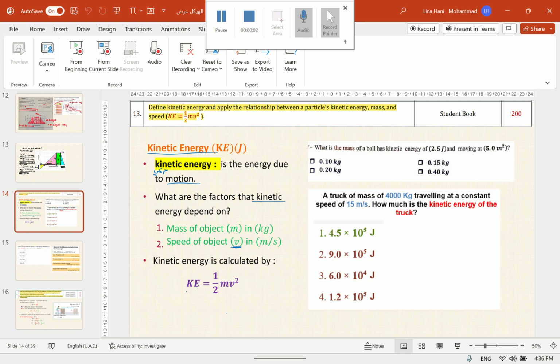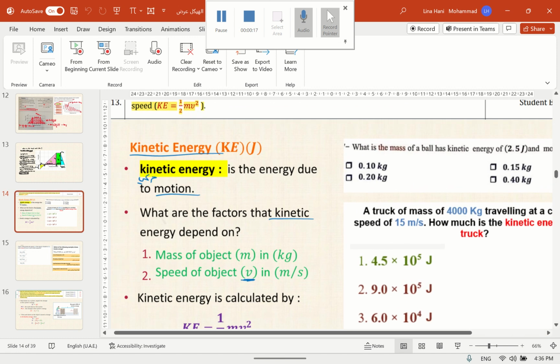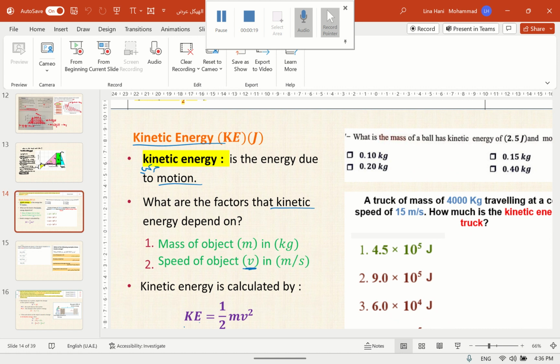Okay, question 13. Question 13 says define kinetic energy and apply the relationship between particles, kinetic energy, mass, and speed. And the equation is KE equals half mass v squared. Now, the kinetic energy has a symbol KE and it is measured in joules. Kinetic energy is the energy due to motion.